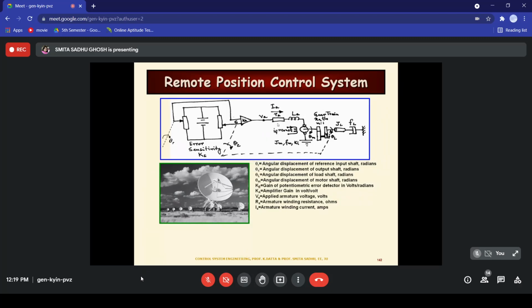IA I've taken first. IA is the armature winding current in amperes. You can see IA indicated by an arrow, the direction, and that is the armature winding current in amperes. LA is the armature winding inductance. LA would be negligible, so we will consider that LA is negligible when we do the analysis.